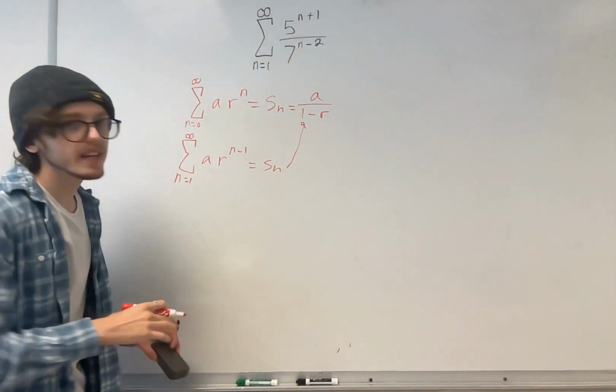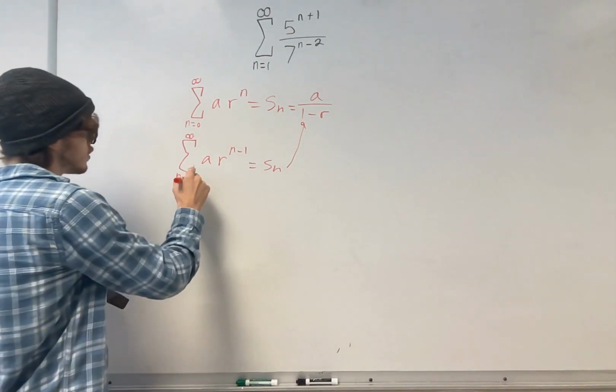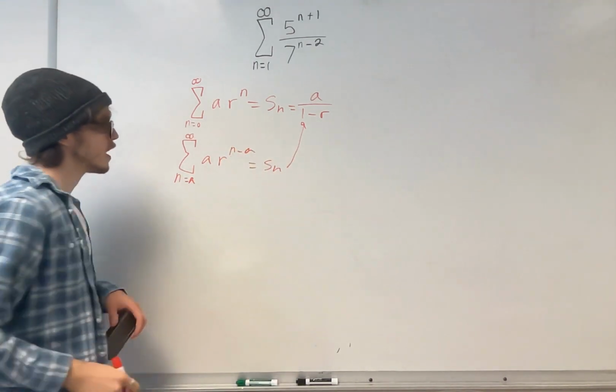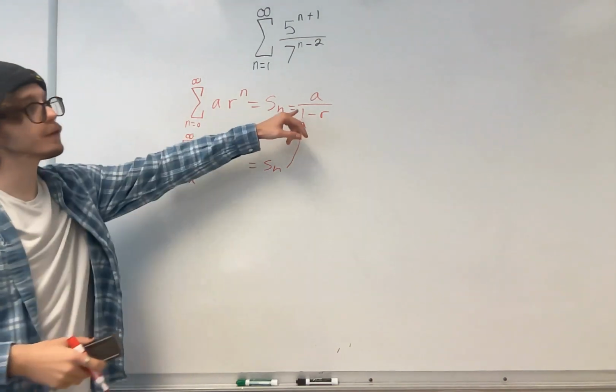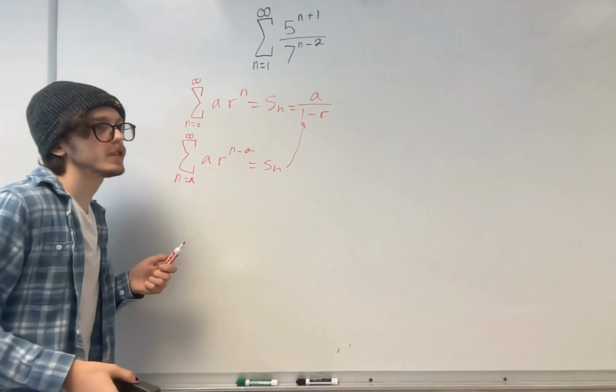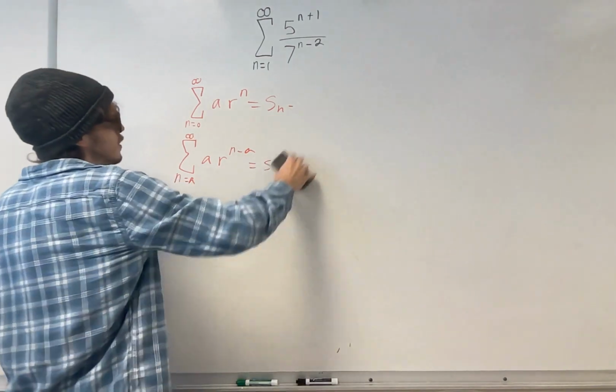Whatever I increase my index to, let's say this is n equals a, for example, well, then we just subtract a from our exponent. If you want to see a proof for why this is true, please check out a video that will explain that proof to you. It's a really interesting little concept.